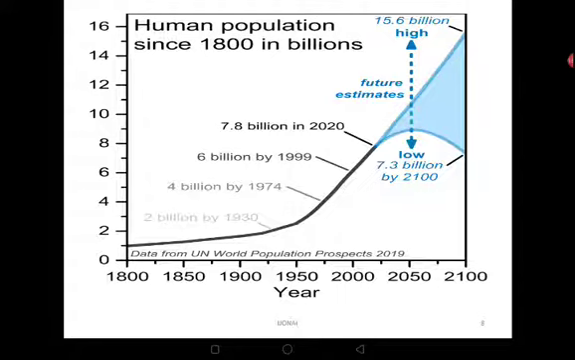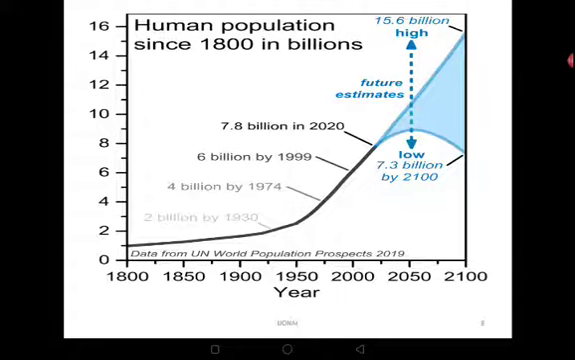So in about 1900, there are about 2 billion people. And then between 1950 and 2000, there are about 4 billion. Between 2000 and currently, there are 7.8 billion people in 2020. That's estimated. By the end of 2020, there will be 7.8 billion people.